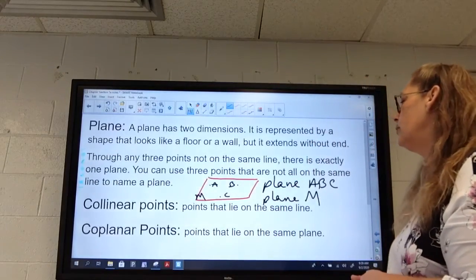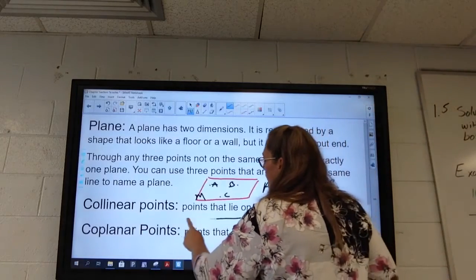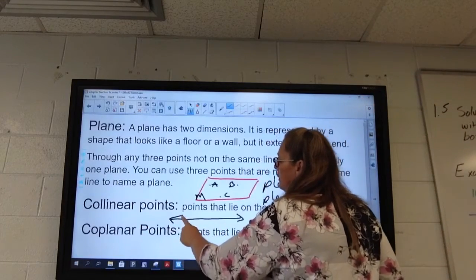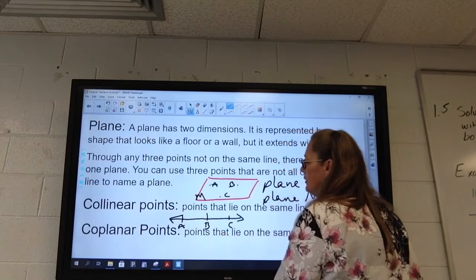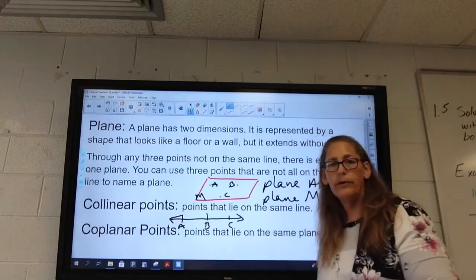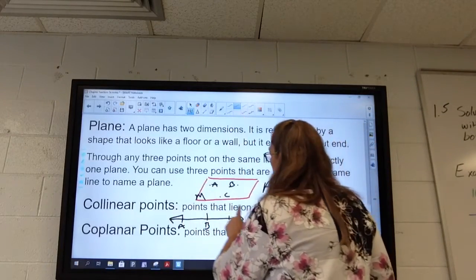Collinear points. Points that lie on the same line. So if we're back to looking at a line, I have A here, I have B here, I have C here. These points are what we call collinear. They're on the same line. If you pay attention to the word collinear.